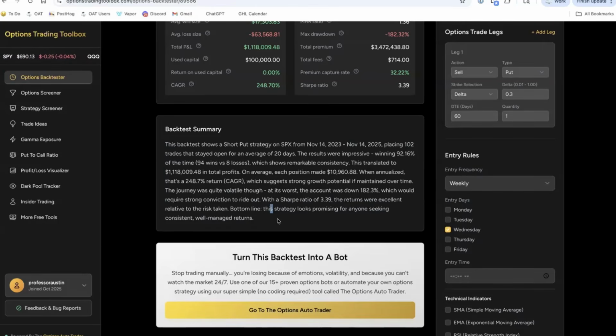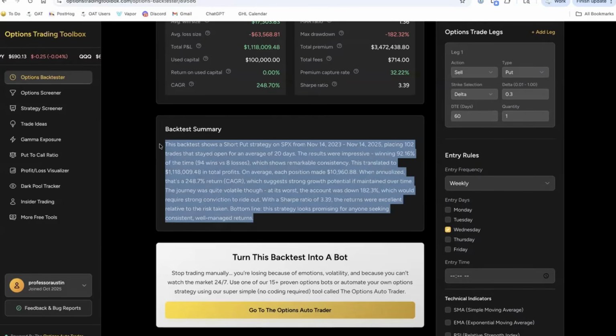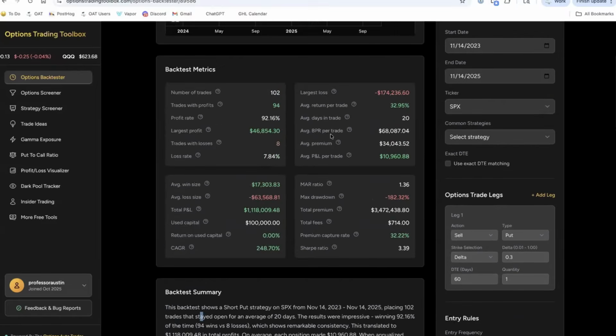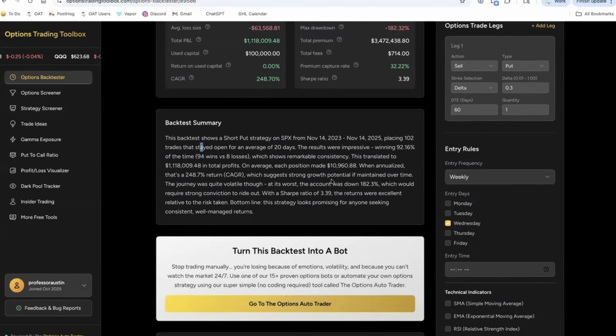You can do that. So again, I wanted to make this so simple to use that anybody could use it. So now you can go out there and back test and just read this summary and get a brief understanding, instead of looking at these metrics, of how good this strategy is and what I should tweak.